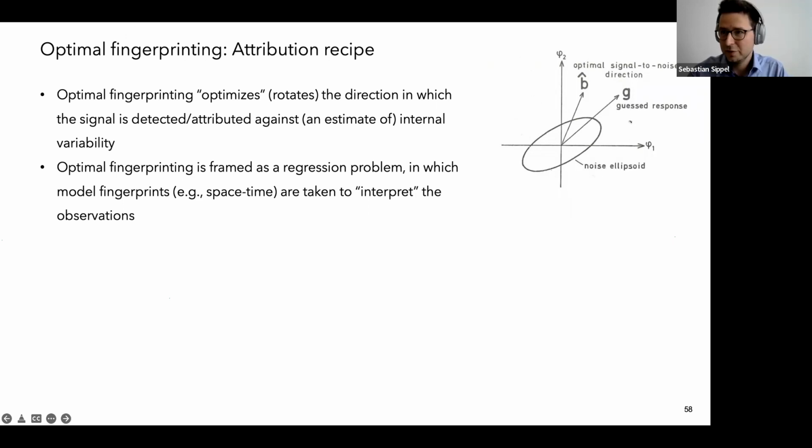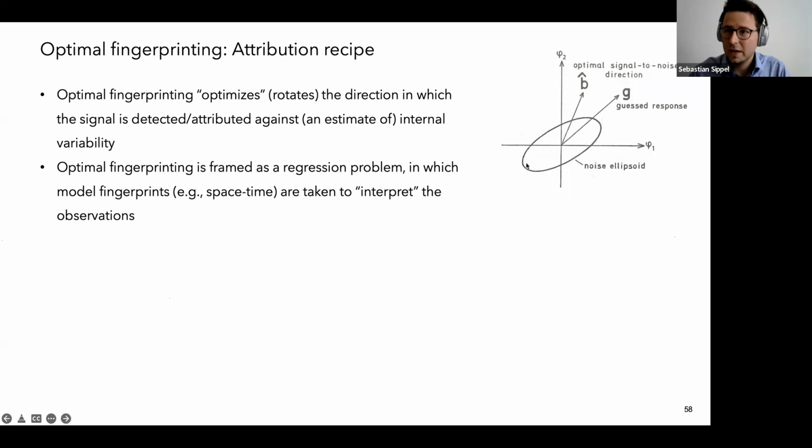The idea of optimal fingerprinting is already indicated to the right here. You see an illustration from this Hasselmann 1979 paper, so that's more than 40 years old. There he's already saying that this G here is essentially the direction we would call the direction of the fingerprint. He calls it the guessed response. That's our physics-informed or model-informed understanding of in which direction a forced change would occur, here thinking about it geometrically in a two-dimensional problem. And then of course there's a noise ellipsoid in two dimensions. Of course, in reality we're dealing with much higher dimensions.